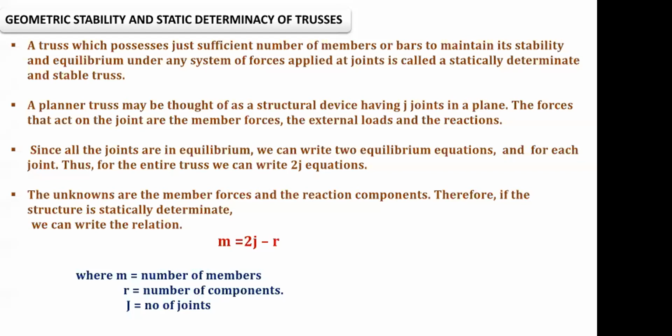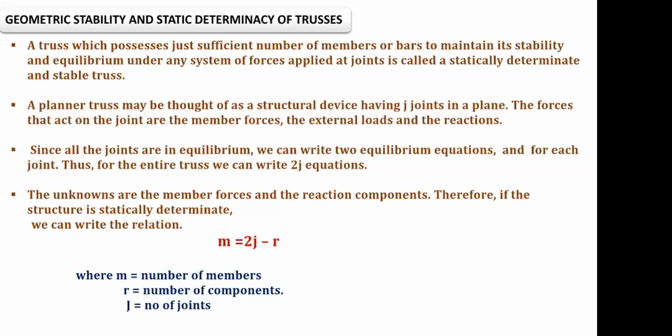I can completely ignore the theory and write one equation, M equal to 2J minus R. Or this equation we can modify: M plus R equal to 2J, where M equals the number of members, R equals the number of components. Number of components means the support reactions available for the given problem. In the given problem, depending upon the support conditions, we have the support reactions, that is called the number of components. J equals the number of joints. So this is the equation we can use to check whether the truss is statically determinate or indeterminate.